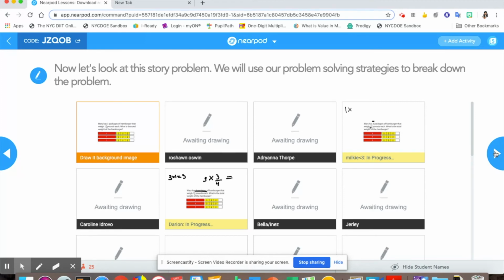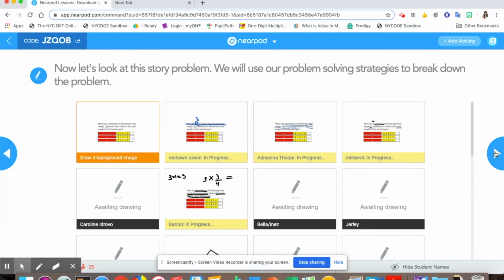Based on this problem, I know that the gist of it is that Mary is making hamburgers, right? And we're trying to find out the weight of her hamburger packages. I'm going to read it 2 more times to make sure that we get a full understanding of what the problem is asking us to do. It says Mary has 3 packages of hamburger that weigh 1 3/4 pounds each. What is the total weight of hamburger?